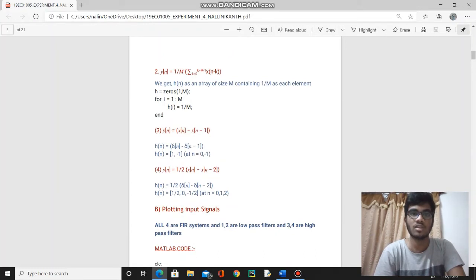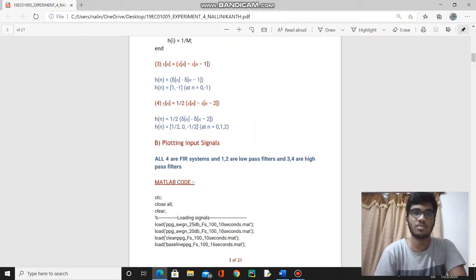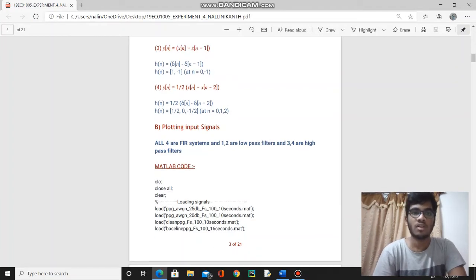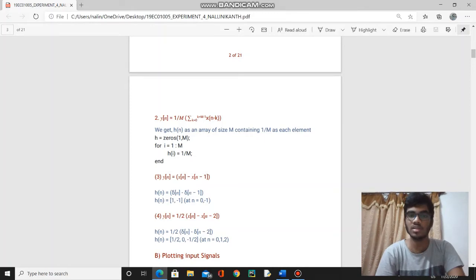Similarly, we can get for the second part the impulse response of the system as h of i is equal to 1 by m for i is equal to 1 to m. And for the third part, we get the impulse response as 1 comma minus 1 at 0 comma minus 1. For the fourth system, we get the impulse response of the system as 1 by 2 comma 0 comma 1 comma 0 comma minus 1 by 2 at n is equal to 0 comma 1 comma 2.